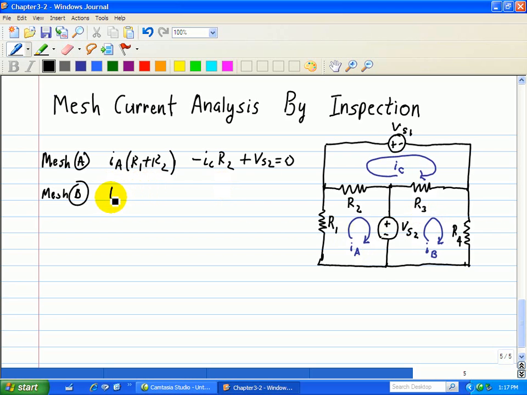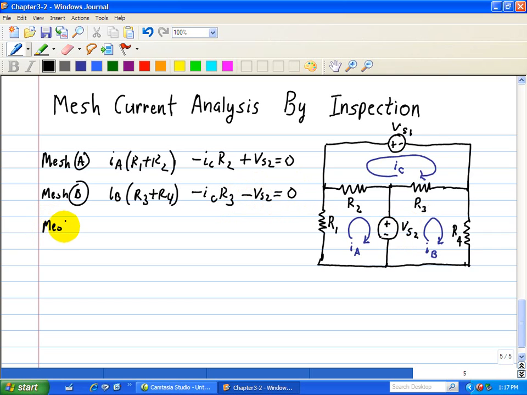IB is R3 plus R4, but we also have a minus IC R3, and then this is a minus VS2, which is equal to 0. So that's for mesh B.